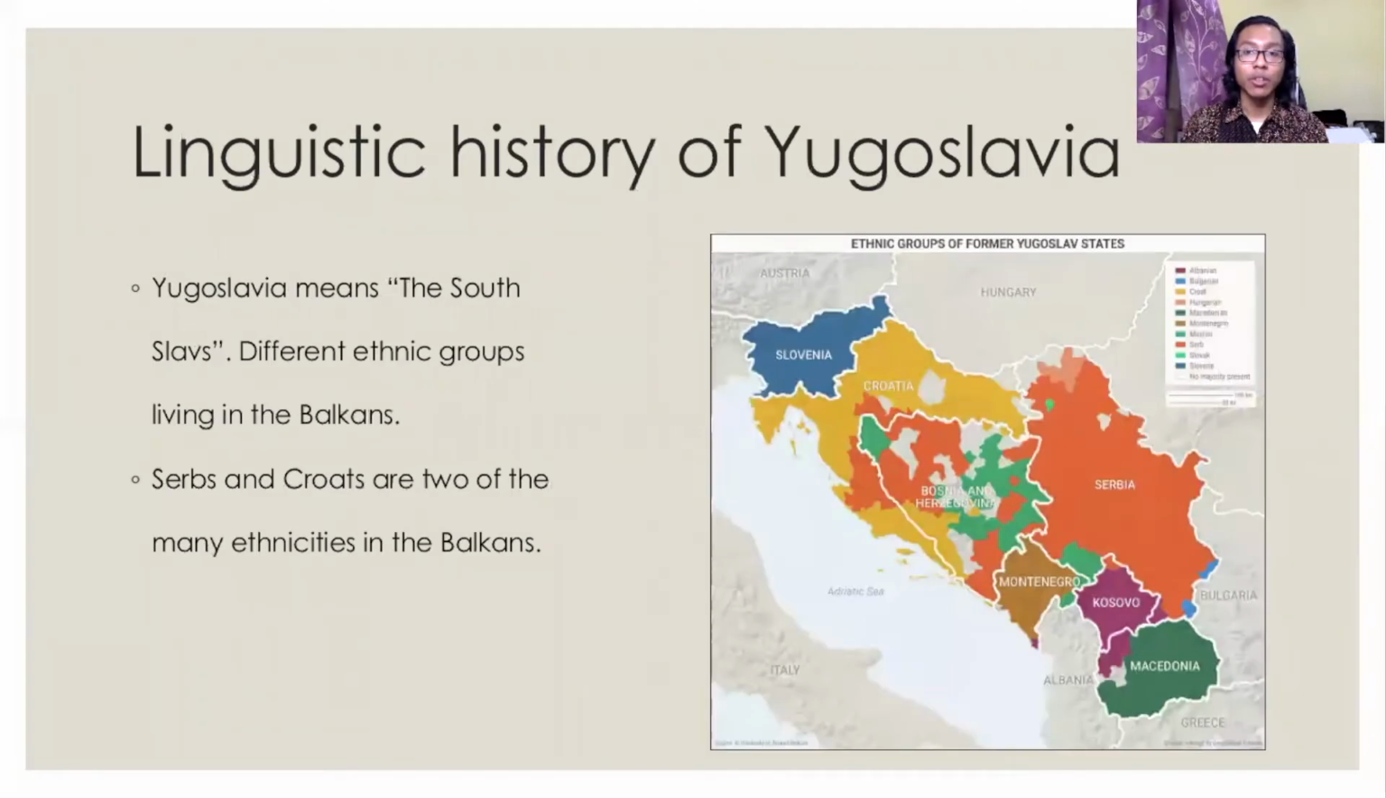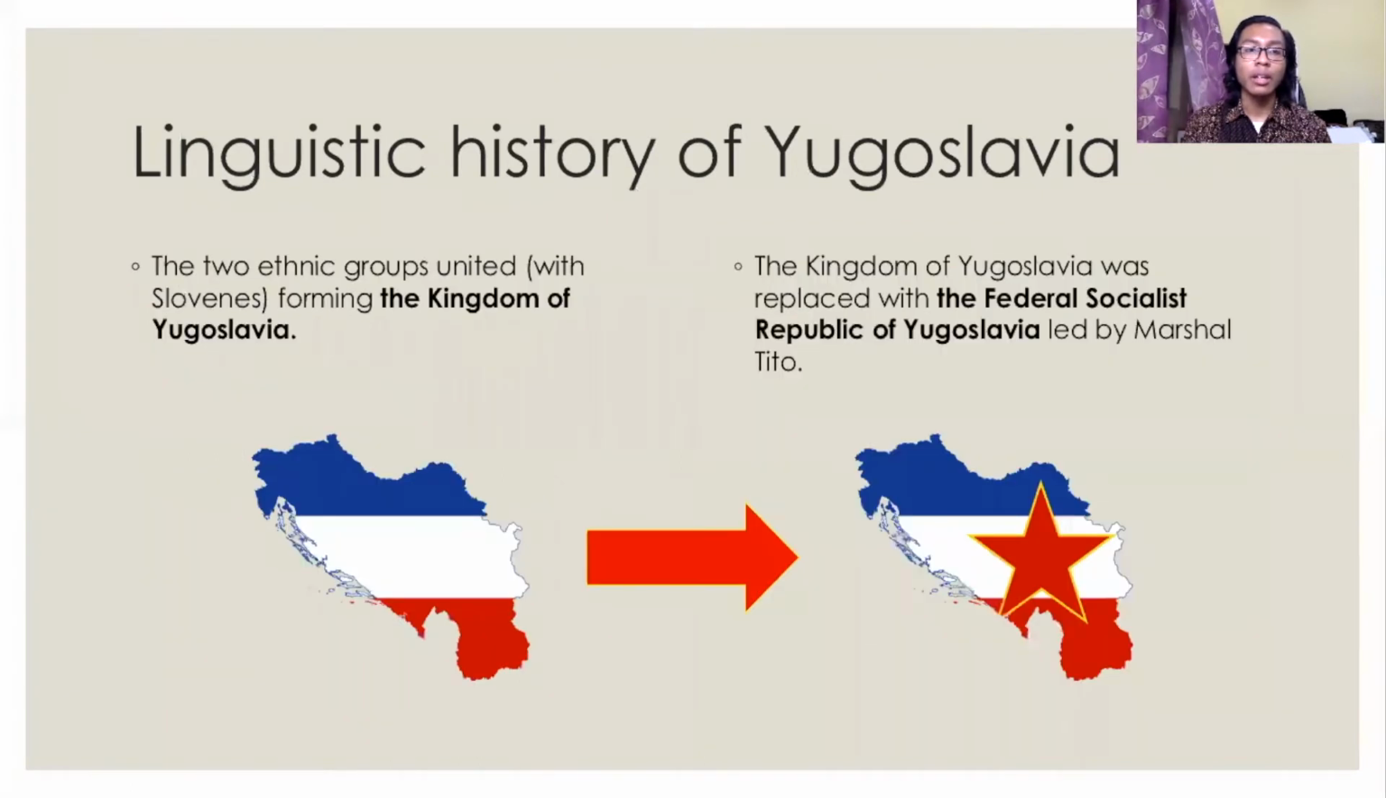So what about the linguistic history? Now, what is Yugoslavia, you ask? Yugoslavia means the South Slavs, and the term Yugoslavia refers to different ethnic groups living in the Balkans. The map I'm showing right there is the Balkans, and also the different ethnic groups living there. Serbs and Croats are two of the many ethnicities living in the Balkans, and the two ethnic groups, the Serbs and the Croats, united with the Slovenes, another ethnic group, to form what was called the Kingdom of Yugoslavia.